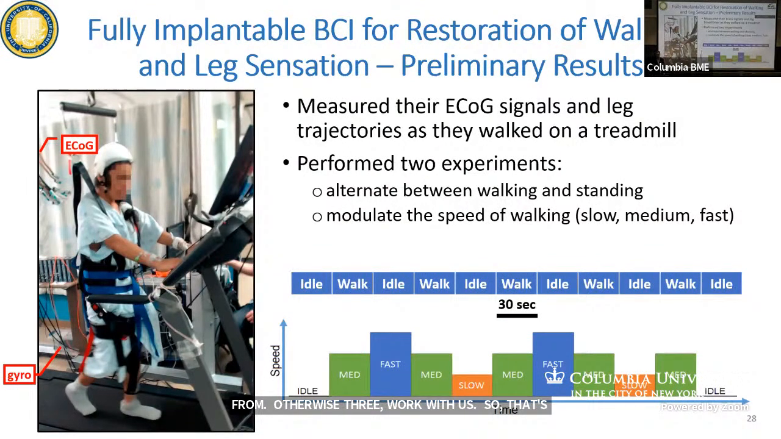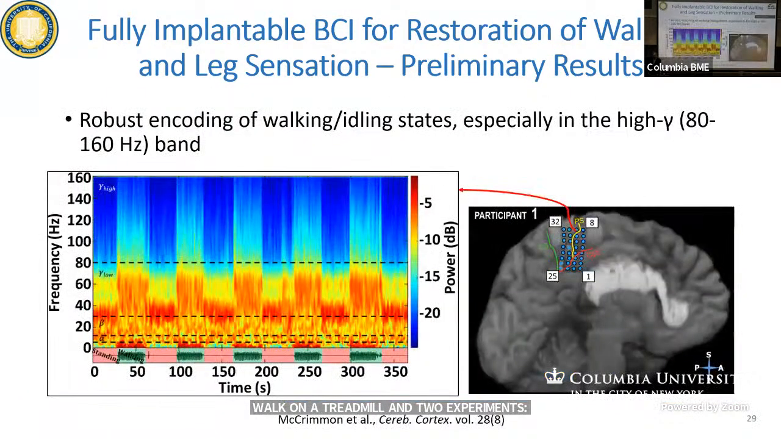We ask them to walk on a treadmill, and then we ask them to do two types of experiments. One where they just alternate between walking and standing. Another one where they modulate their speed. This is what a signal from one of the electrodes looks like. Time is here, frequency is here, color is the power at that frequency band. Pink is standing, green is walking.